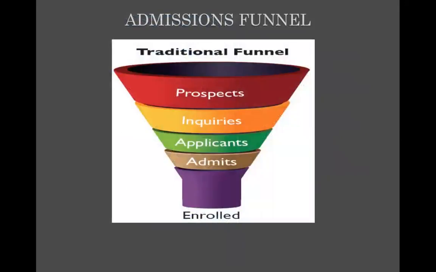Now, I wanted to first start off with a visual of what a traditional admissions funnel looks like. As you can see, it is a form of supply chain, and the job of the admissions office is to move students, prospective students, through each of these stages of the admissions funnel or the supply chain. So it starts off with a large quantity of students, and then as you move them through each stage, the numbers will get smaller and smaller until you end up with your enrolled class for that year.